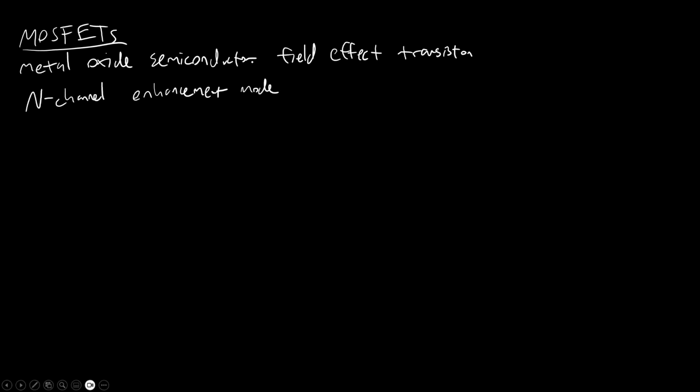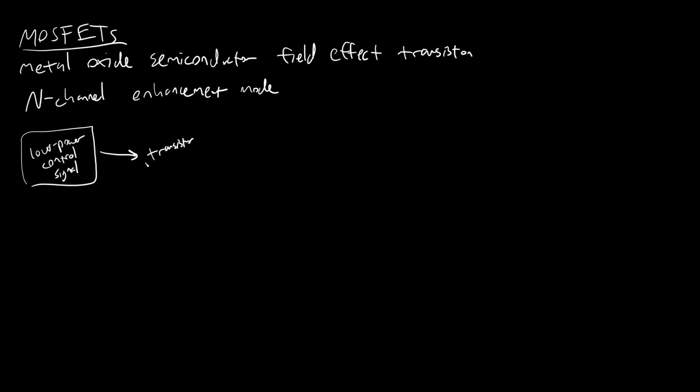MOSFETs. Again, I mentioned in the BJT video, there are tons of different types of transistors. We are not getting into semiconductor physics at all in this series. We are just going to go over these N-channel enhancement mode MOSFETs because they conceptually work similar to the BJTs we saw in the previous video, where you have some low power control signal coming from something like a microcontroller or an Arduino that you want to send to your transistor, which you are using to control current through some higher power load.